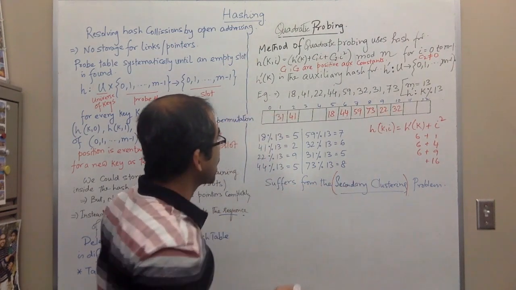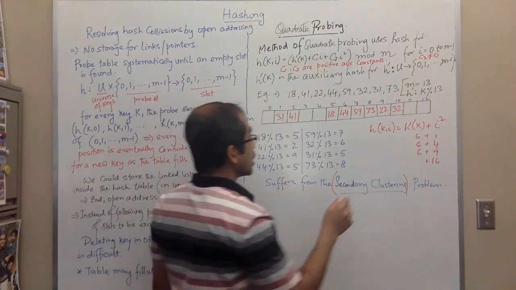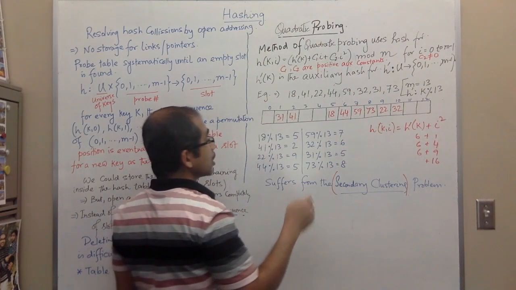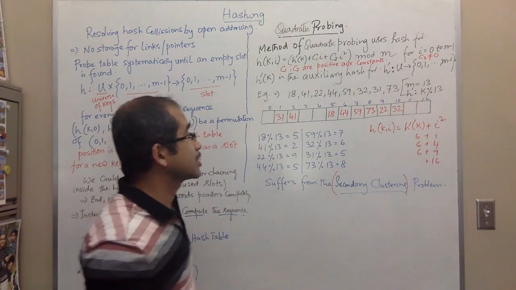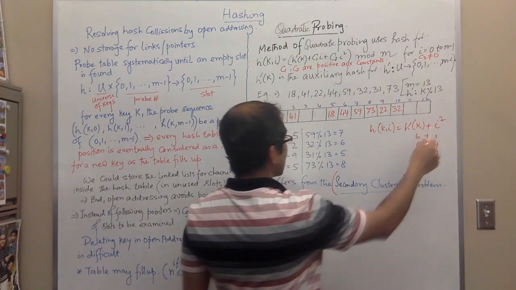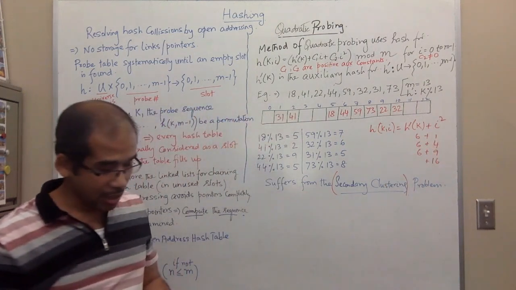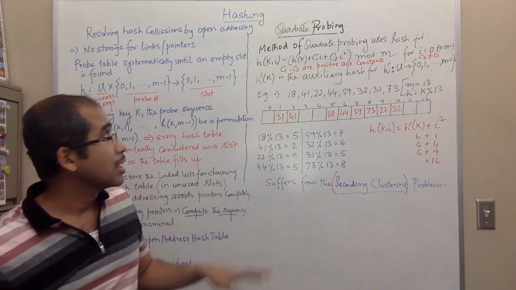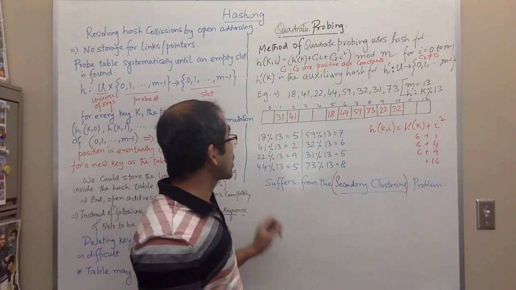So you see that if it's the same primary position, then the probing sequence will also be the same, because the probing sequence is the same primary position plus 1, plus 4, plus 9, plus 16, in that way, the quadratic probing. So that is called the secondary clustering problem. I hope you understood the concept of quadratic probing.